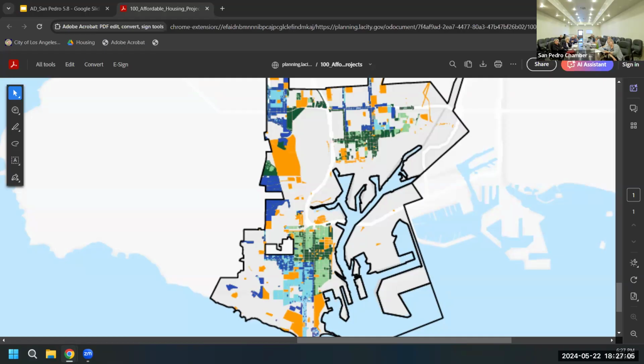Yes, they are eligible today, I should clarify. So this is not a change. This is just identifying what is already eligible for incentives in state law today. I hope that answers your question.